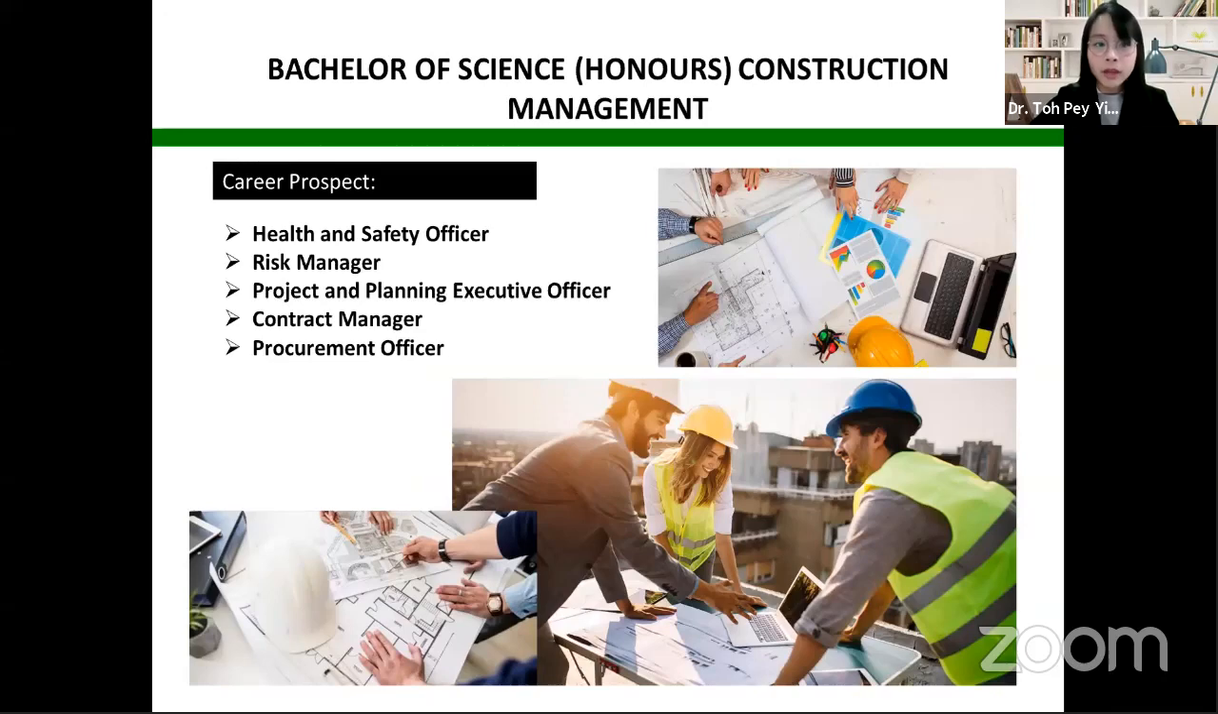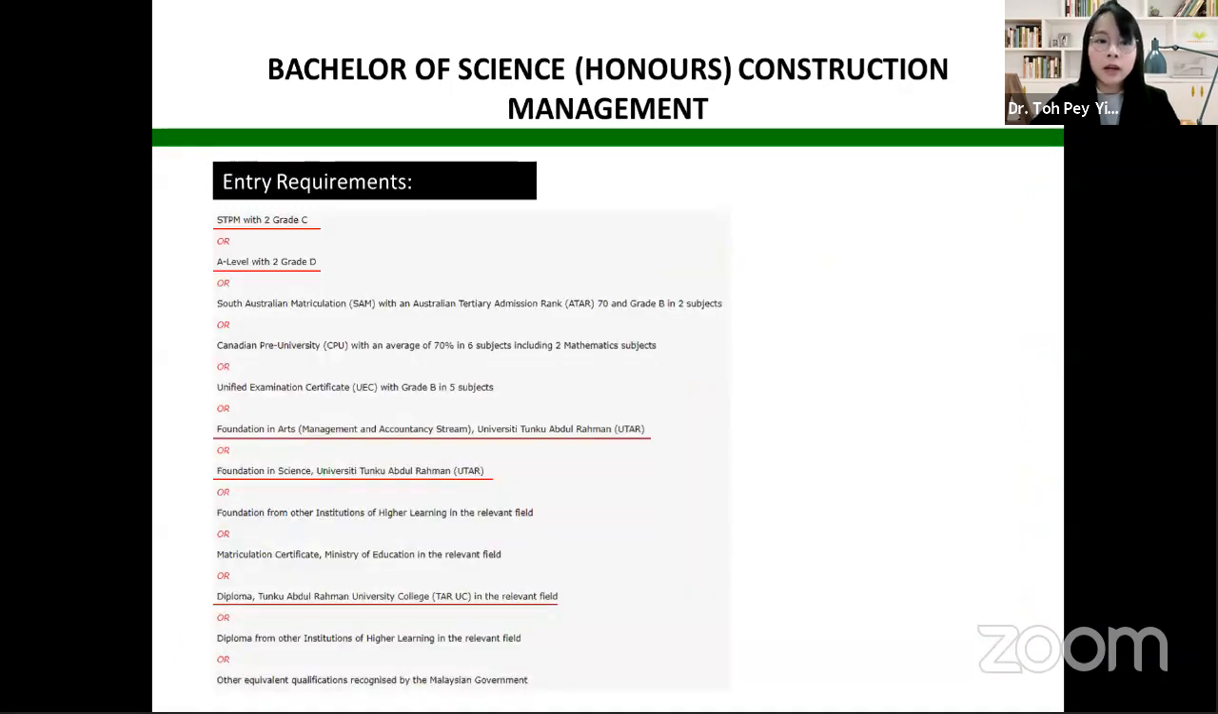From this program, they can be a health and safety officer, risk manager, project planner, contract manager, procurement officer. So you can find that all these job scopes are related to the whole construction project. Okay, so now for the entry requirements, if you are an STPM student, then you need to have 2 grade C. For other requirements, you can still search online anytime.